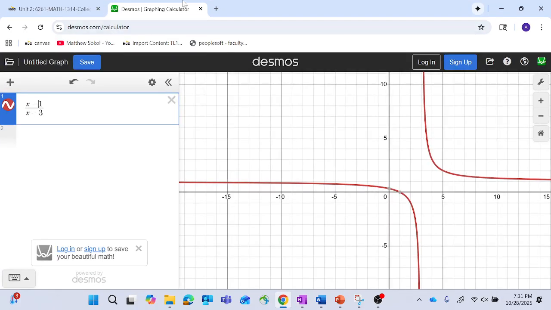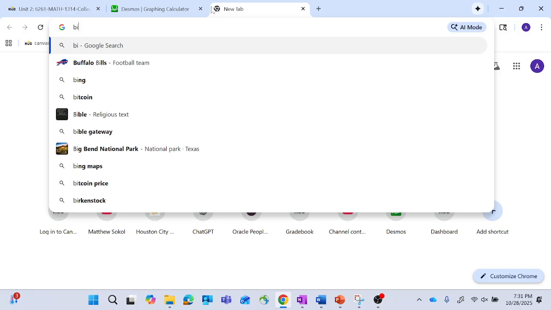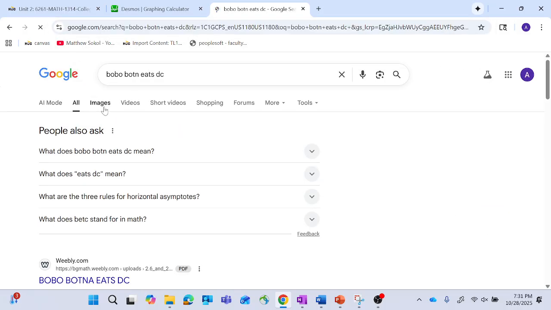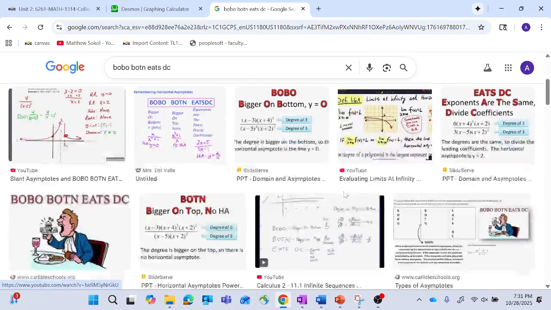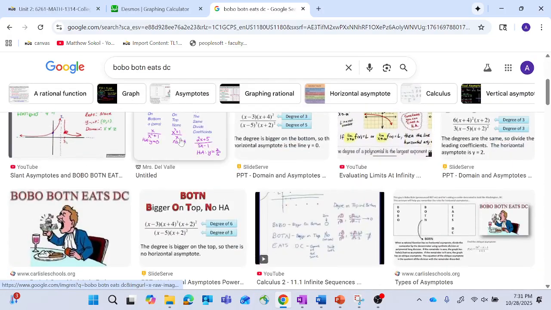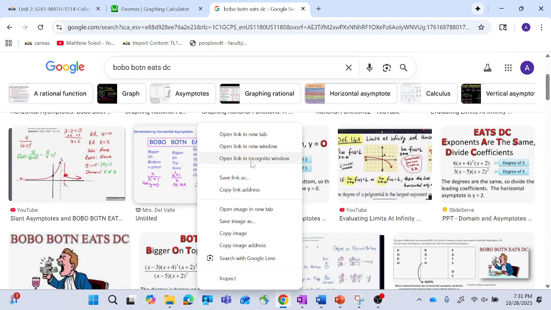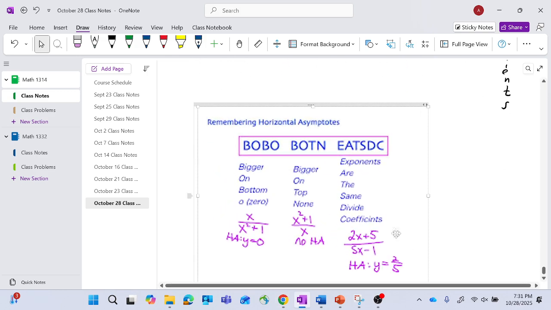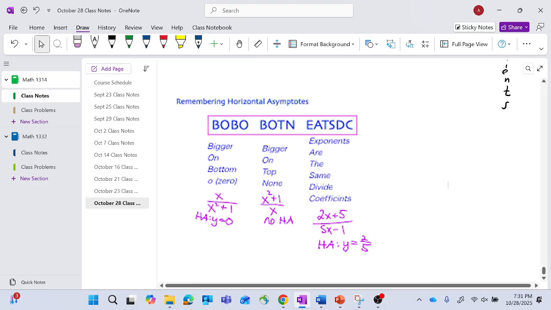That actually has a nice picture up online. We're going to take this one. So this picture right here, if it saves nicely, pretty much says what I'm saying here, but probably in a nicer picture than I have. But essentially, bigger on bottom 0, bigger on top none. Exponents are the same. Divide coefficients.